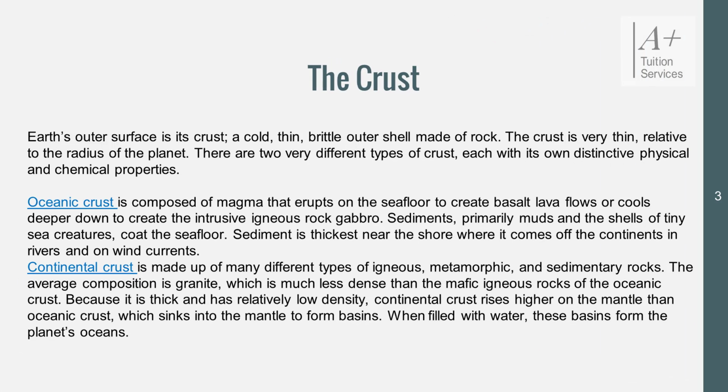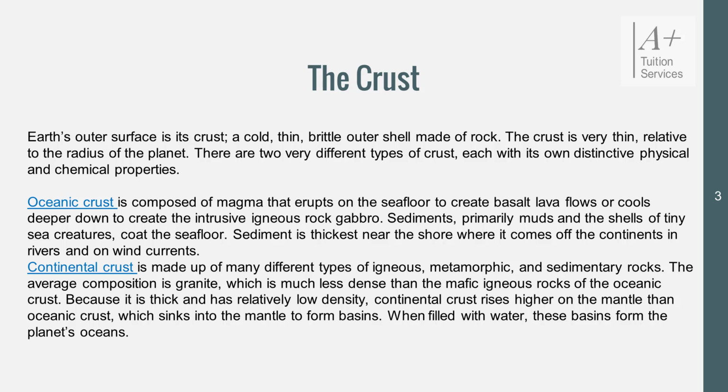The crust. The crust is the first and the smallest layer of the earth's surface. The crust, I may add, is where we live, and it makes up our ocean and major land masses. So Earth's outer layer is its crust, a cold, thin, brittle outer shell made of rocks. The crust is very thin relative to the radius of the planet. There are two very different types of crust, each with its own distinctive physical and chemical properties.